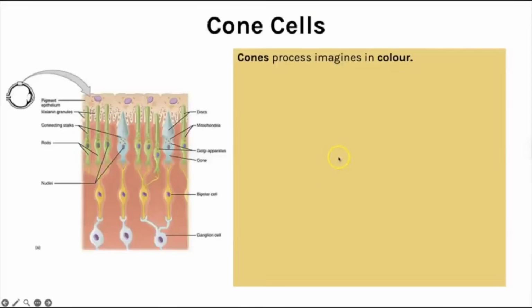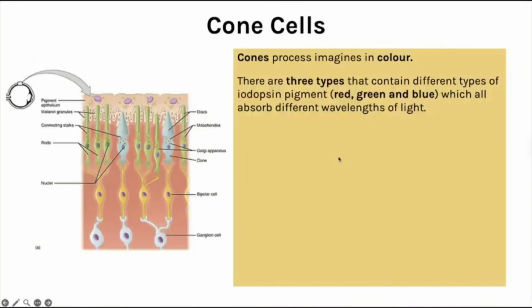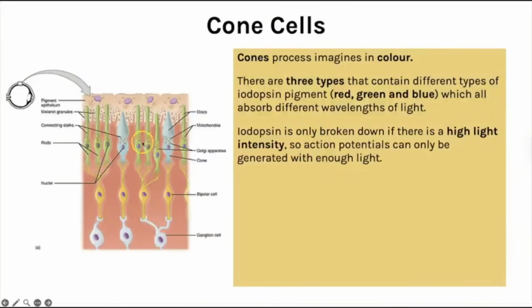Cone cells process images in colour. There are three types that contain different types of pigment known as iodopsin that you get in the cone cells. You have red, green and blue iodopsin, which all absorb different wavelengths of light. Now, iodopsin found in these cone cells is only broken down in high light intensities. So you do need a high light intensity to be able to see in colour vision.